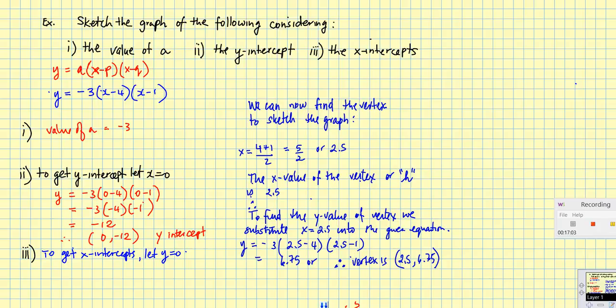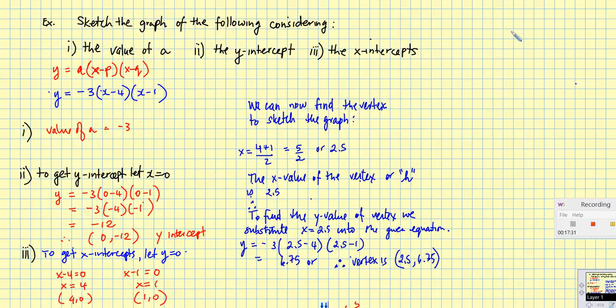Now, to get the x-intercepts, we know that p and q are equal to the x-intercepts, so we could just say that the x-intercepts are found at x minus 4 equaling 0 and x minus 1 equaling 0, so that x either has to equal 4 or x has to equal 1. Therefore, 4, 0 and 1, 0 are our x-intercepts.